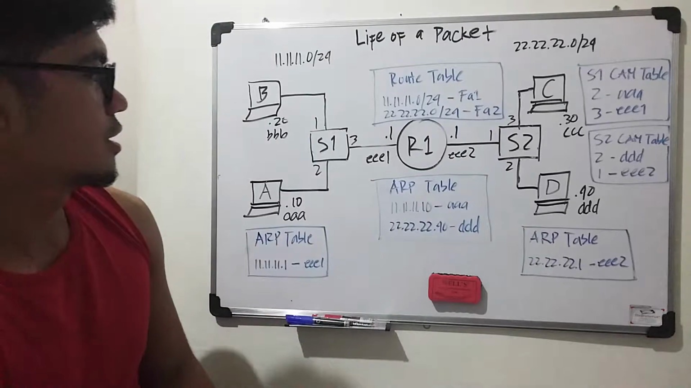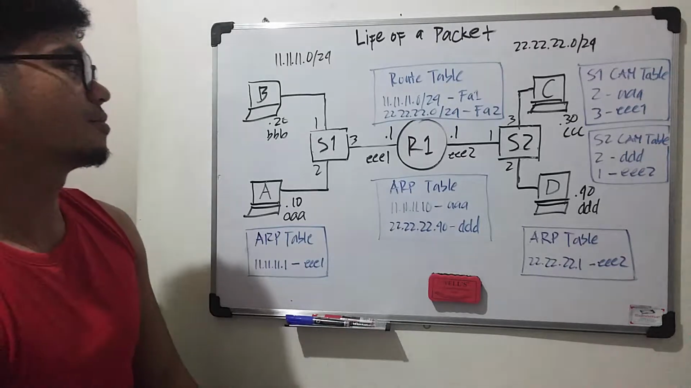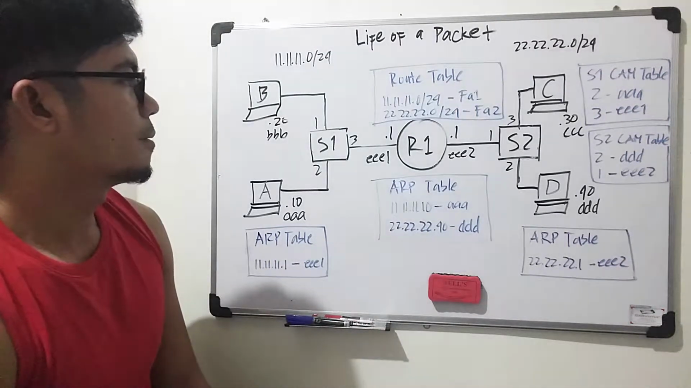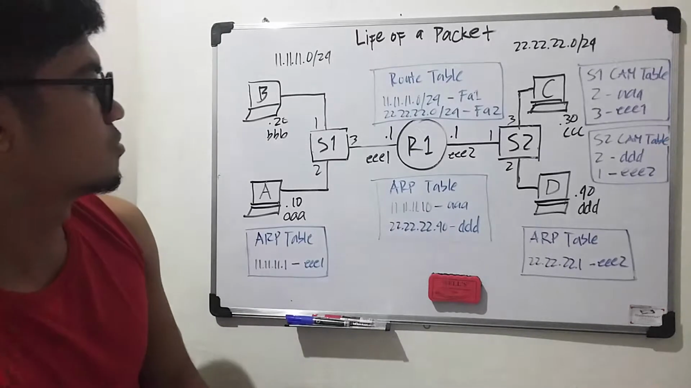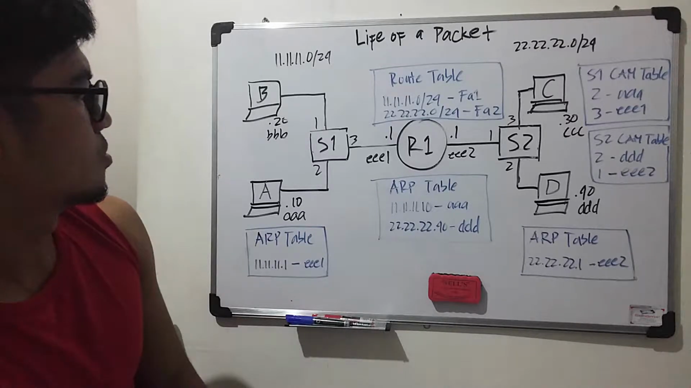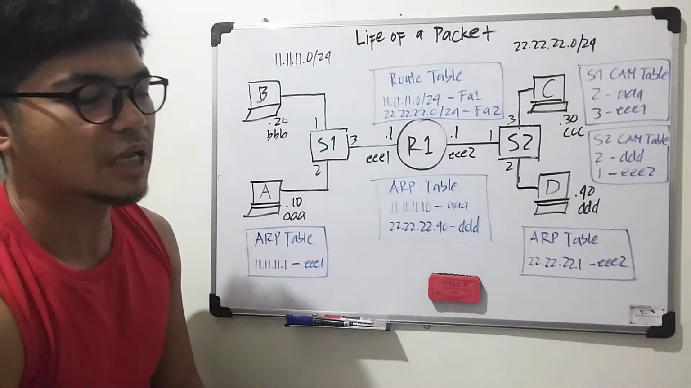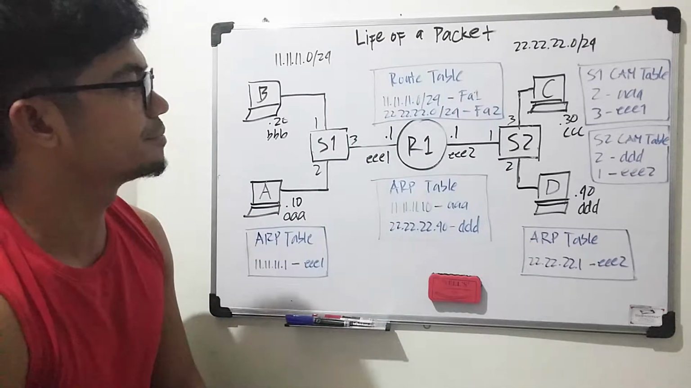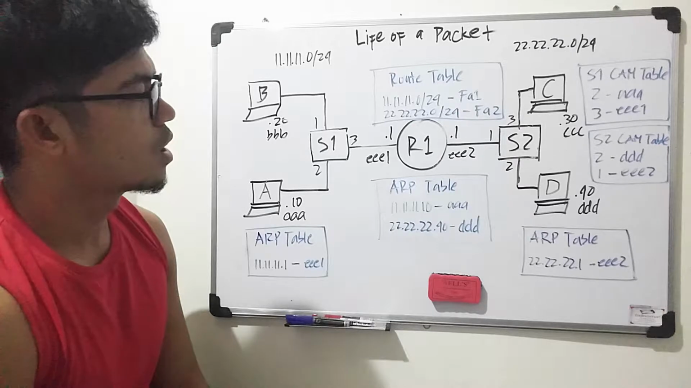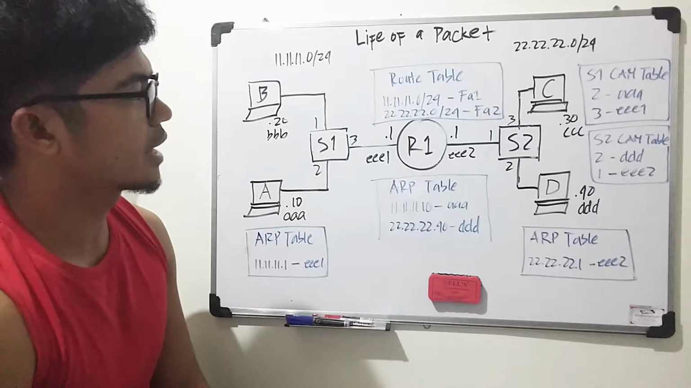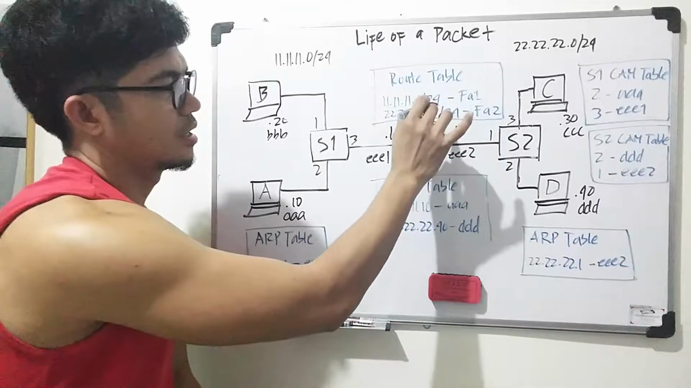So router 1 is going to check its routing table, or route table, and refer to the destination IP address, and it's going to know that it needs to forward that packet to this interface here.